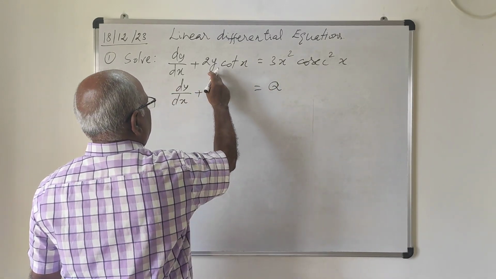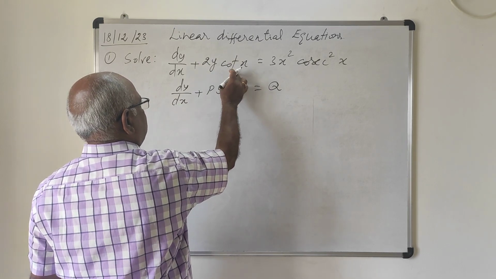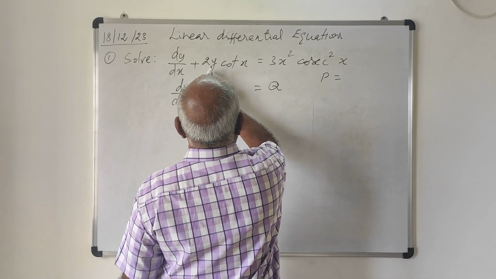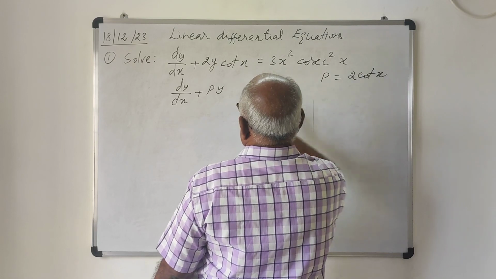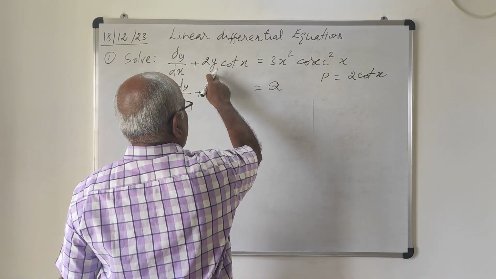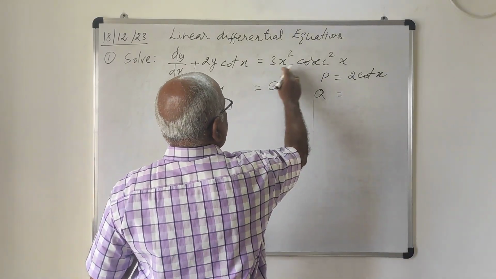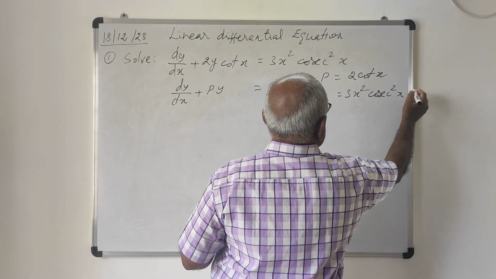What is p? The coefficient of y is p. Because py is 2 cot x into y, therefore p is 2 cot x. And what is q? q is 3x square into cosecant square x.